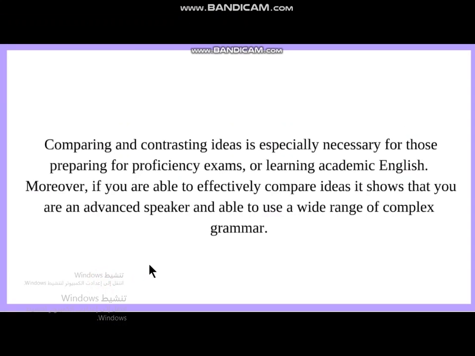Comparing and contrasting ideas is especially necessary for those preparing for professional exams or learning academic English. Moreover, if you're able to effectively compare ideas, it shows that you're an advanced speaker and able to use a wide range of complex grammar.